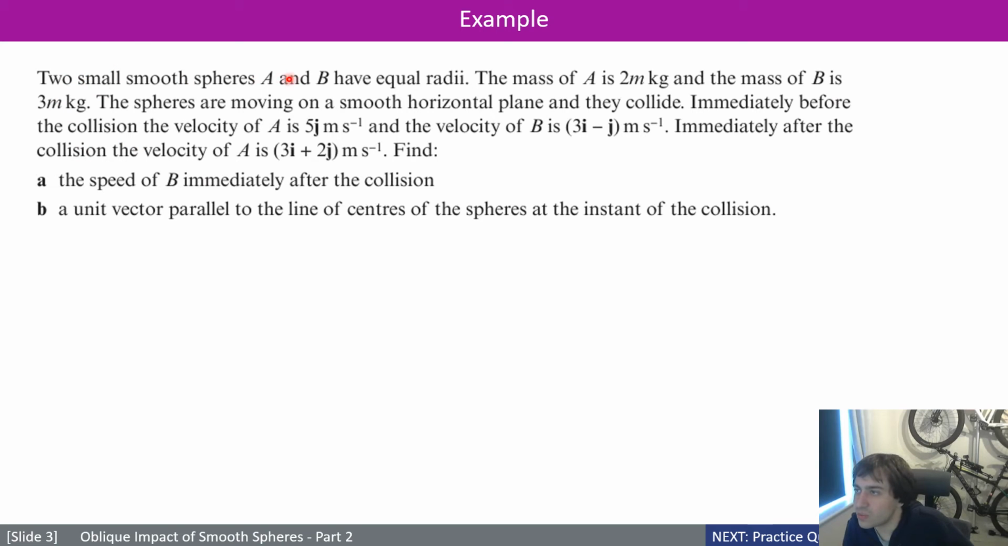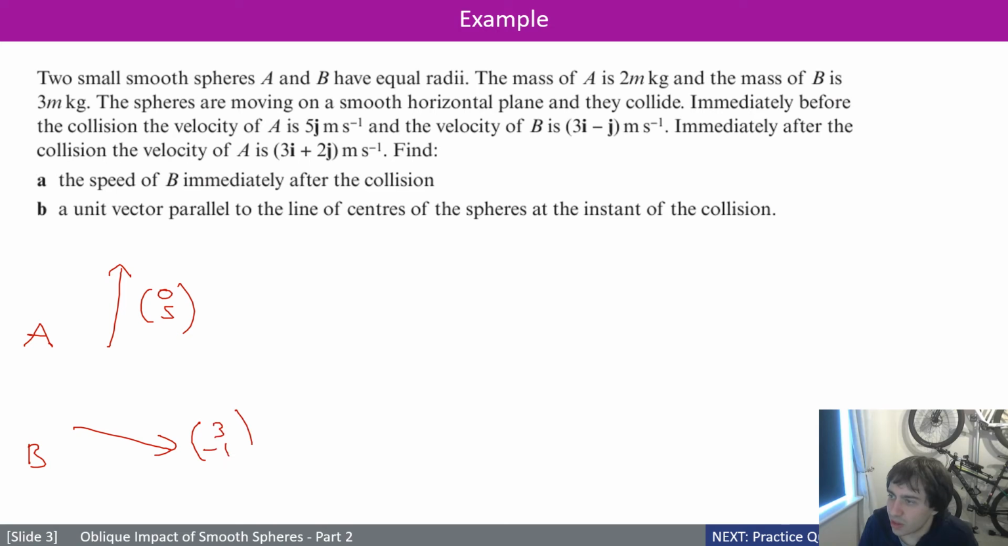So in this case, we've got A and B equal radii, mass 2m, mass 3m. They move on a smooth horizontal plane, bird's eye view, and they collide. Before collision, A is going up 5j, B is going up 3 minus 1. Right, so A is going something like this, and B is going something like this, specifically 0, 5, and 3 minus 1. But I hesitate to draw the circles yet because I don't know in what configuration they hit each other.